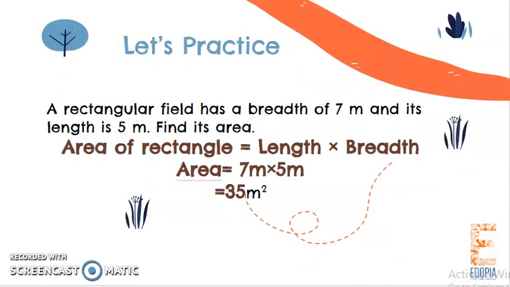A rectangular field has a breadth of 7 meters and its length is 5 meters. Find its area. Area of rectangle equals length times breadth. Here we have a length of 7 meters and breadth of 5. 7 times 5 equals 35 meters square. Don't forget the unit of area is centimeter square or meter square. Here we have meters. So the area equals 35 meters square.